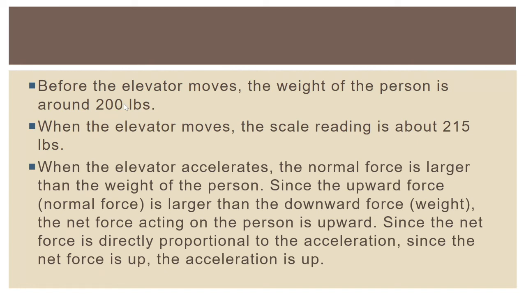So what I wrote here is, since the upward force, which is the normal force, is larger than the downward force, the weight, the net force acting on the person is upward. And since the net force is directly proportional to the acceleration, since the net force is up, the acceleration is up. That's the idea. So in this explanation, notice we've covered all of the required elements for an elevator problem explanation. You compare the size of the forces, you use that comparison to talk about the direction of the net force, and then you use the direction of the net force to talk about the acceleration.